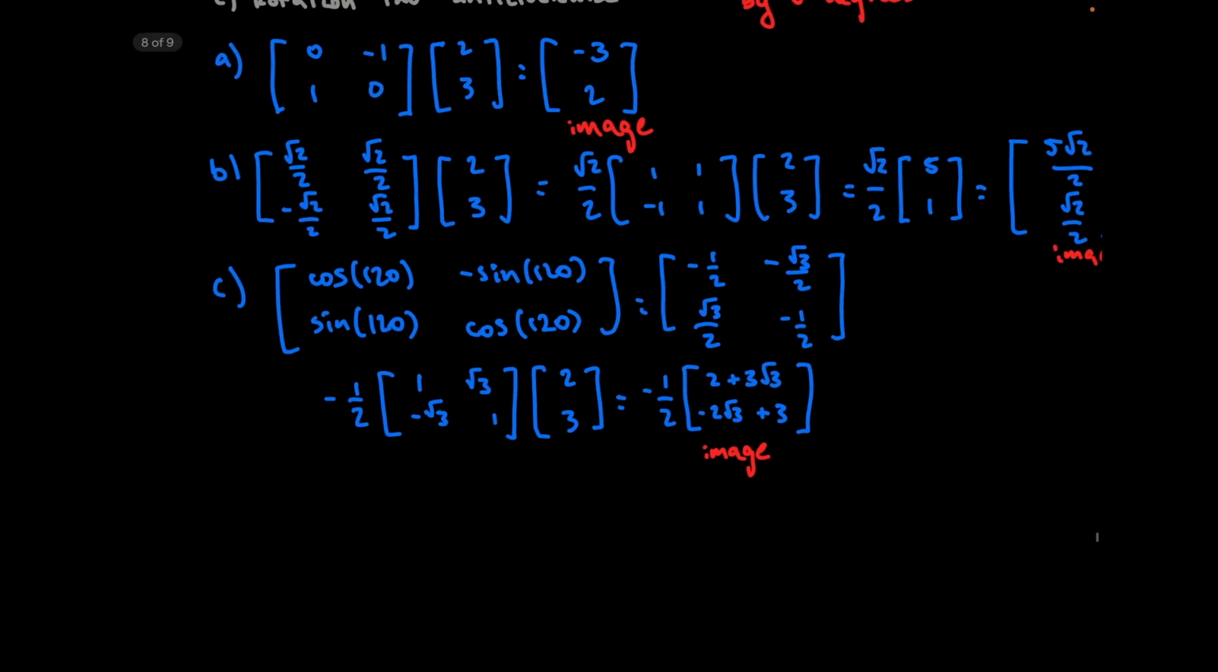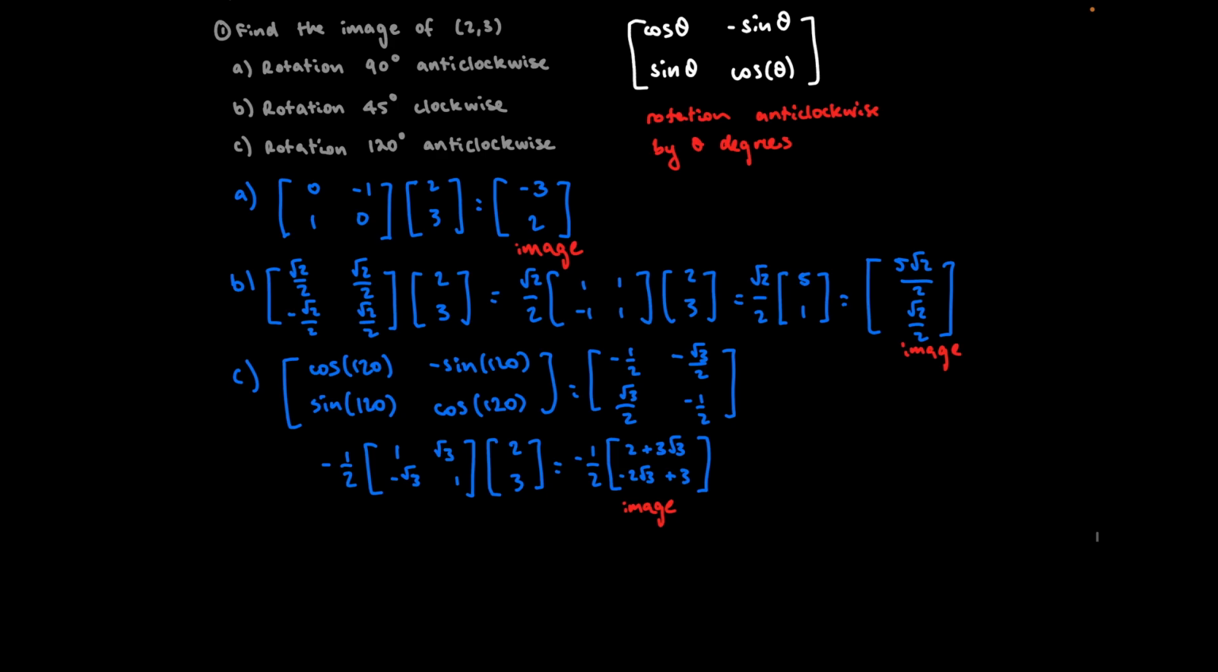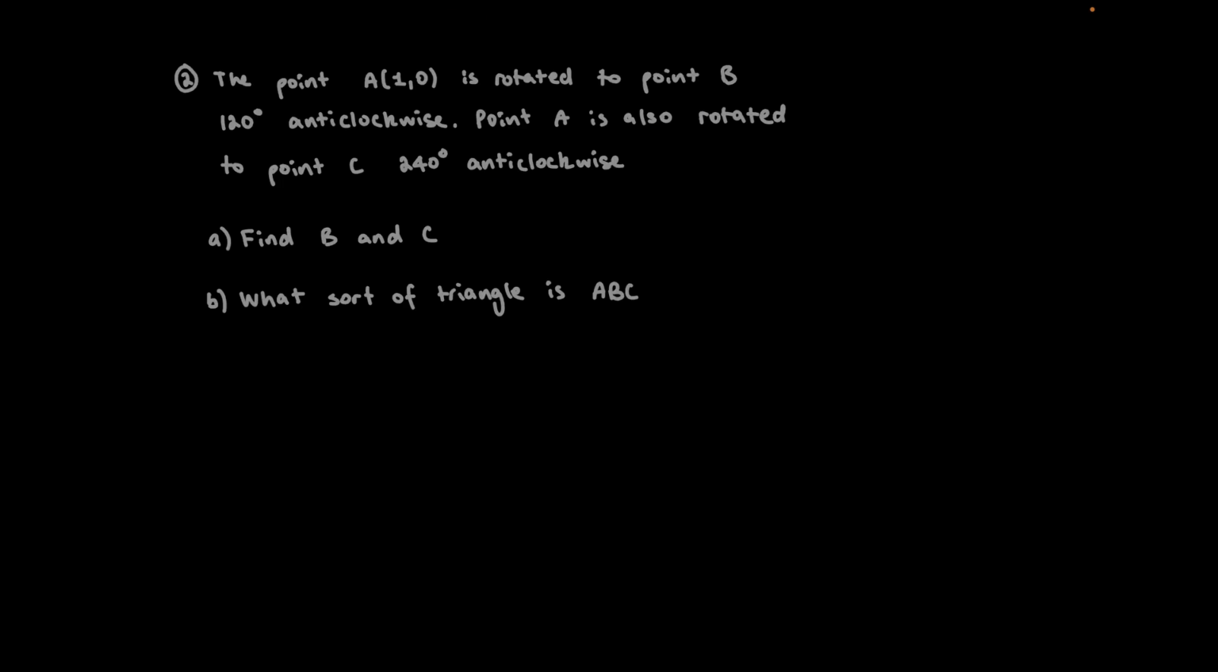Okay, and that's how you can use a rotation matrix to work out the image of an original point. Okay, next question. Another rotation matrix question. The point (1, 0) is rotated to point B by 120 degrees anti-clockwise. So let us first work out the transformation matrix for this one here.